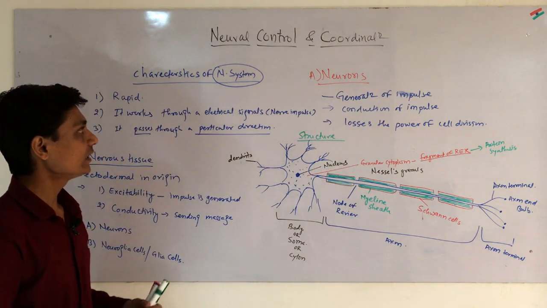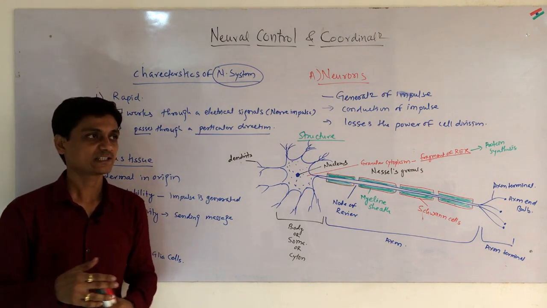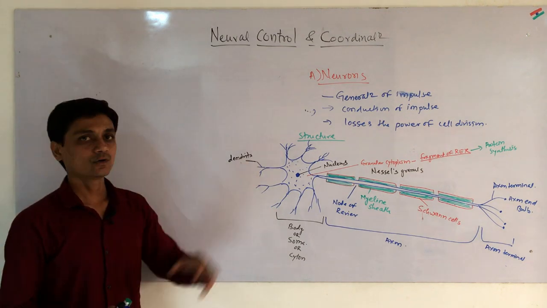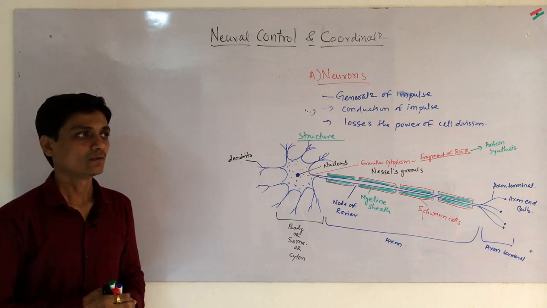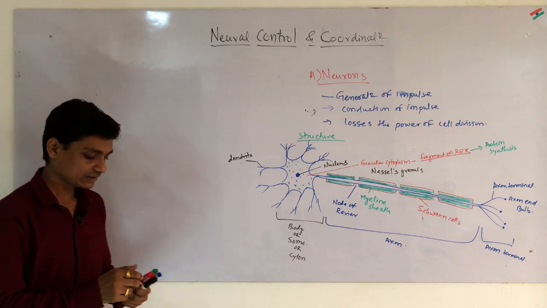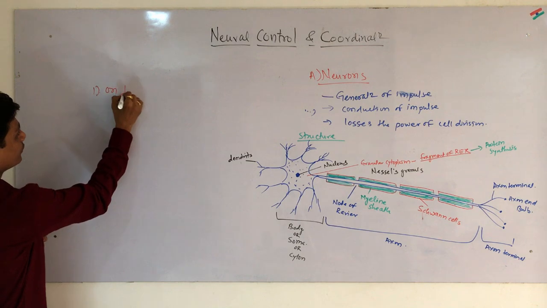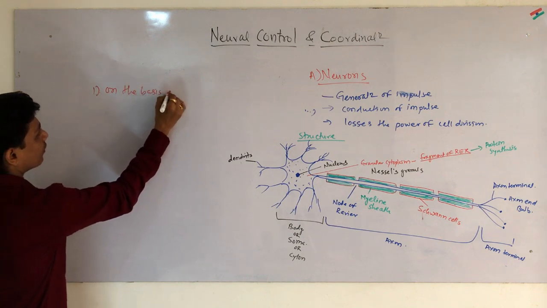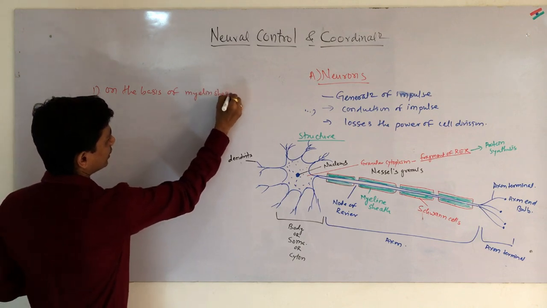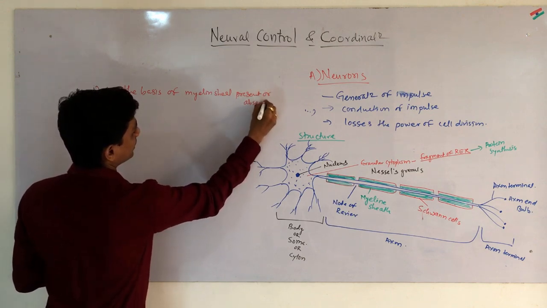After that we will see the different types of neuron. The types of neuron are classified on various bases, so we will see one by one. This neuron classification is done on various characteristics. The first characteristic on which they are classified is on the basis of myelin sheath present or absent.